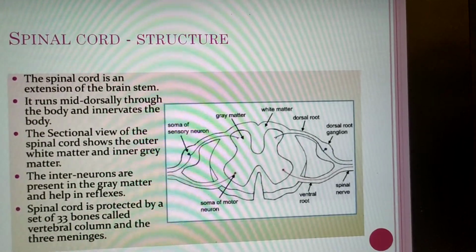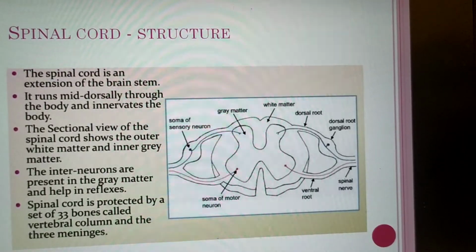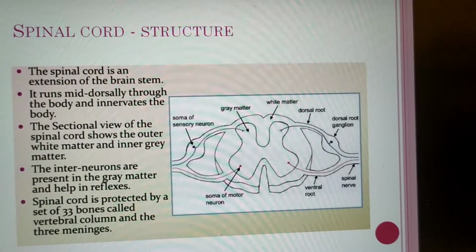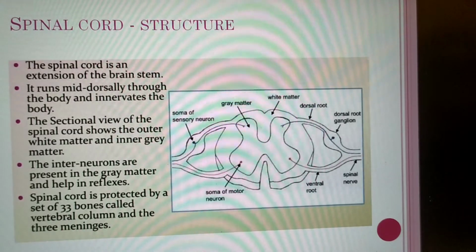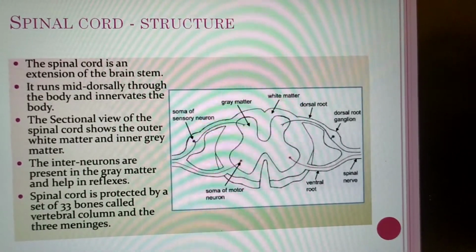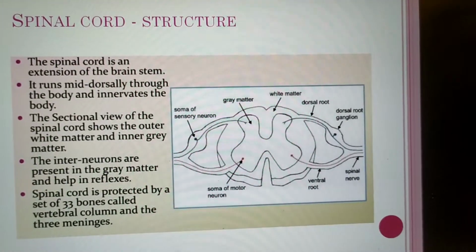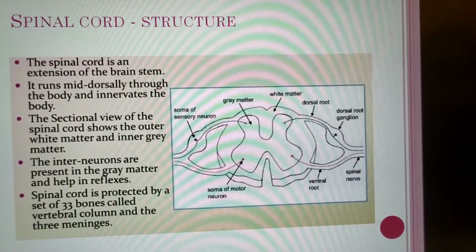The spinal cord is an extension of the brain stem. It runs mid-dorsally throughout the body and innervates the body. The sectional view of the spinal cord shows the outer white matter and inner grey matter, which is opposite to the structure of the brain. The brain has the outer grey matter and inner white matter. So this is a difference in the structure of the brain and the spinal cord.